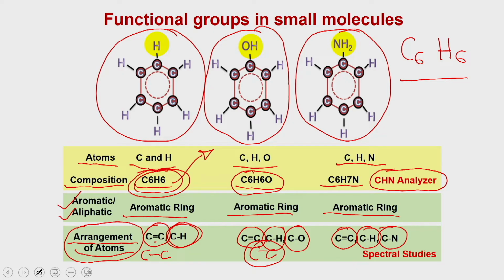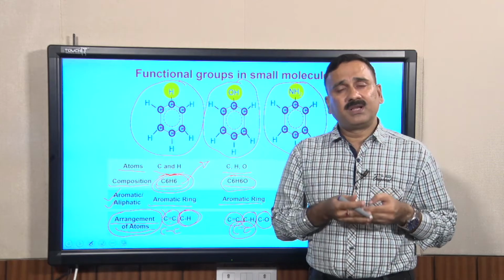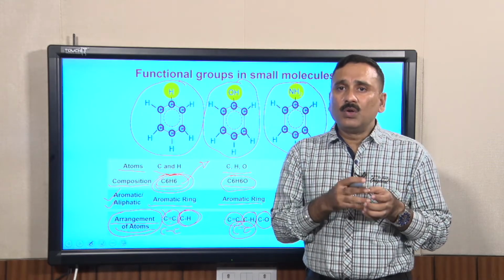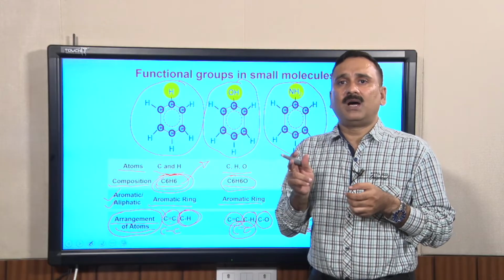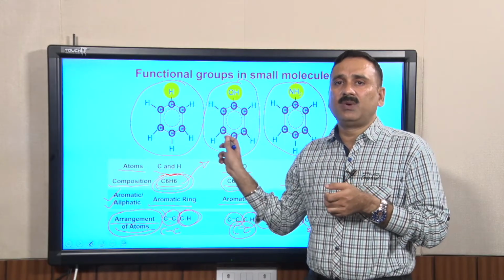But before that, if you can determine the compound and its nature, whether it is aromatic or aliphatic, that can also help you in predicting the kind of functional group that could be present given this particular type of empirical formula. After that, you can do the arrangement of atoms, and the arrangement of atoms will tell you not only what different bonds are present between the different atoms, but also what different bonds could possibly exist in this particular molecule.